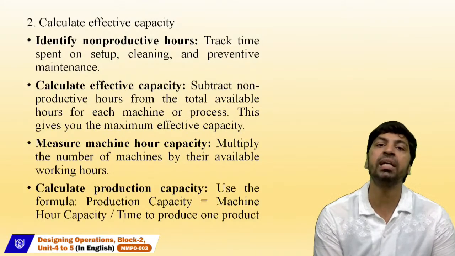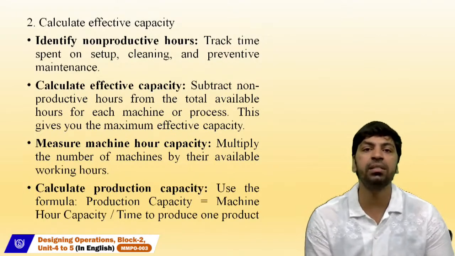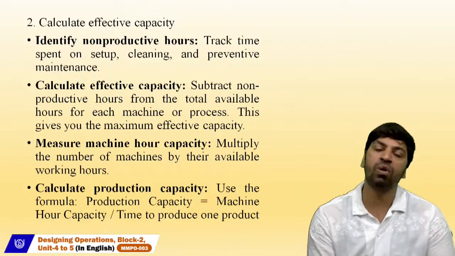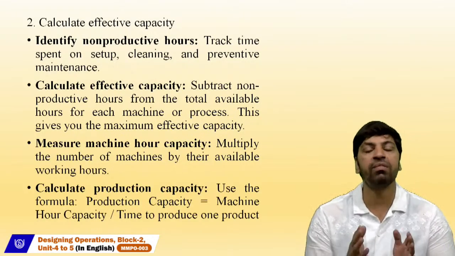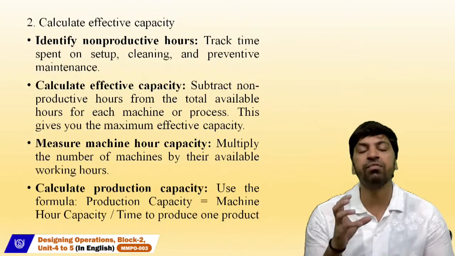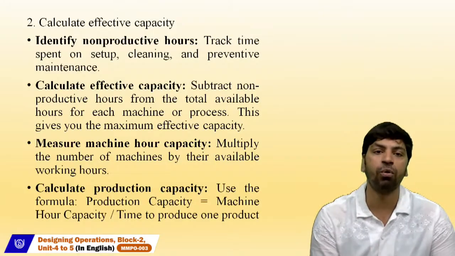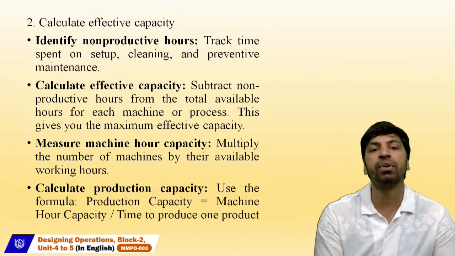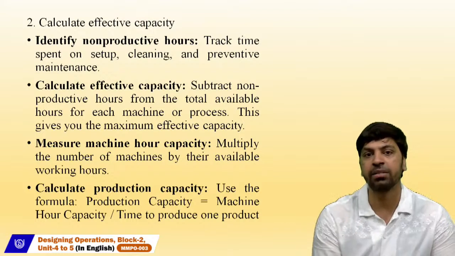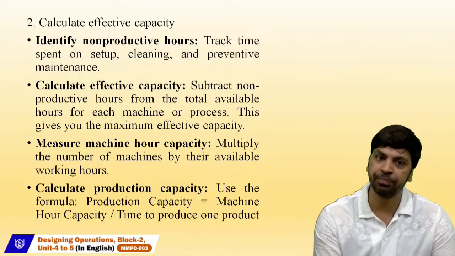Measure machine hour capacity. Multiply the number of machines by their available working hours. So whatever 80 hours are left, with 4 machines, we multiply the 80 hours by 4. So we can easily get the machine hour capacity.